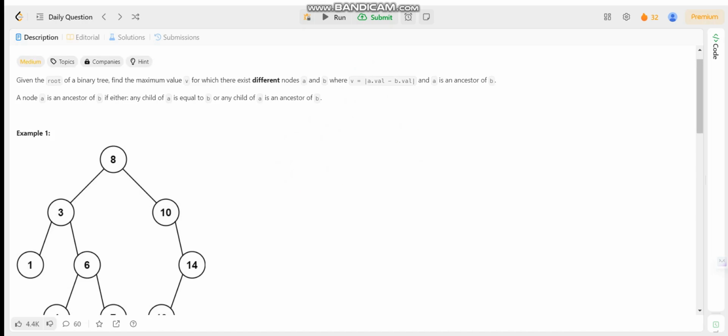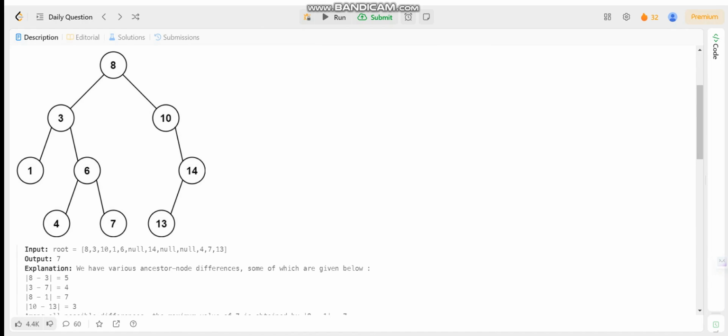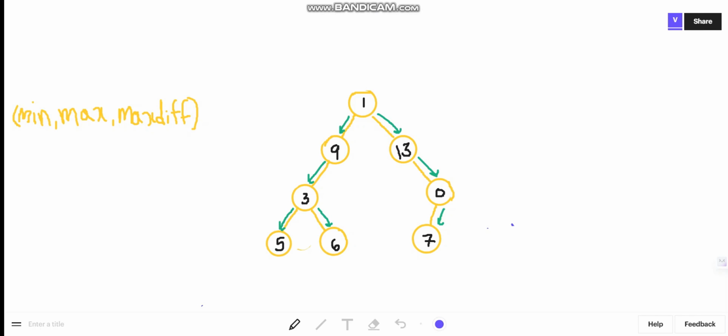Okay, so let us see the given case. For this problem the optimal answer was the difference between this 8 and this 1. 8 is an ancestor of 1 because we can encounter 8 while going upwards, right? So let us see how we can approach this problem. Let us take one graph. This is not given in the question, but let us take a normal graph.